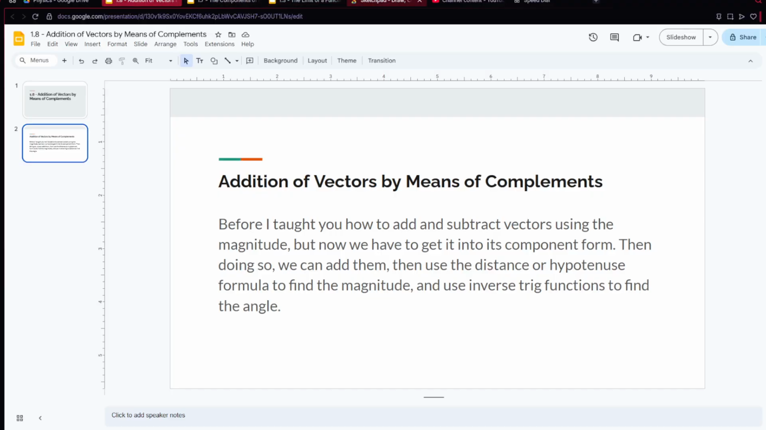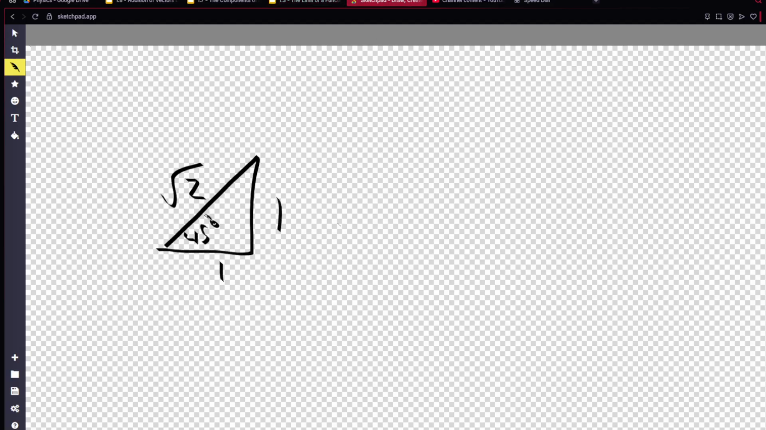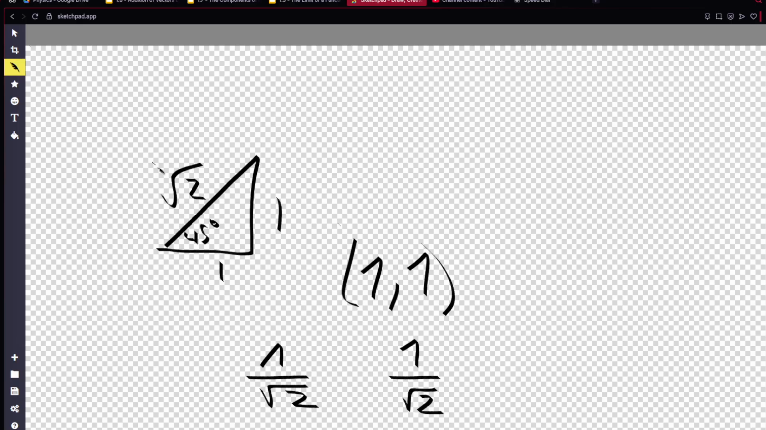Let's take a vector of square root 2 again. And let's say it's 45 degrees because I like using special right triangles. Now, instead of saying it's square root 2 in the 45 degrees direction, we could just say it's 1 comma 1. Or it's 1 divided by square root 2 and 1 divided by square root 2 for every length of the hypotenuse.